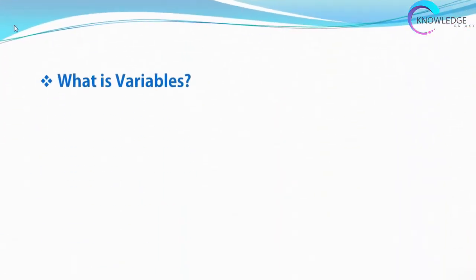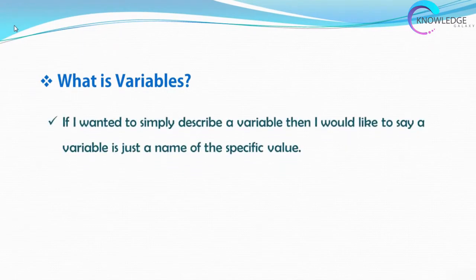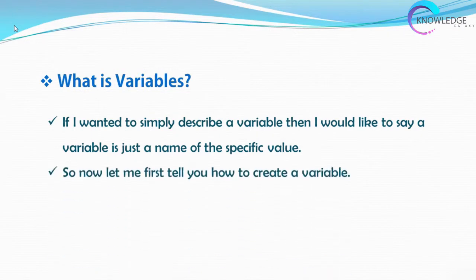So let me first tell you what a variable is. If I wanted to simply describe a variable, then I would like to say a variable is just a name of a specific value. This value can be changed anytime. Just think, if you want to store age, then you can use a variable to store the age value. But when you call your age, it is very difficult to call the exact age value. In that situation, variables help you out. You specify a name for your age and access this name anytime, anywhere.